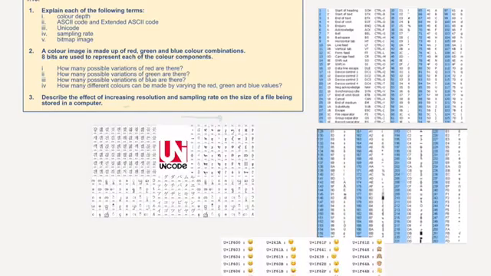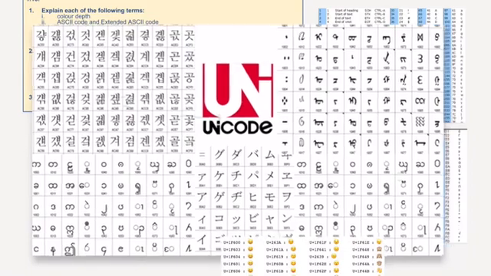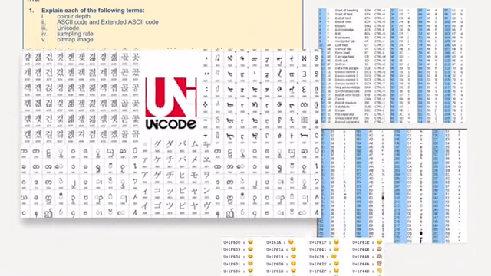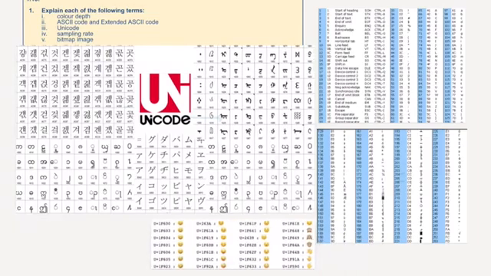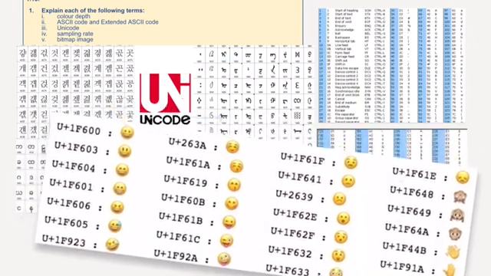The next question is Unicode. Now Unicode was developed, as you can see here, to represent all the different language systems of the world. But what it also includes, which is ever increasing, is these things, emojis.